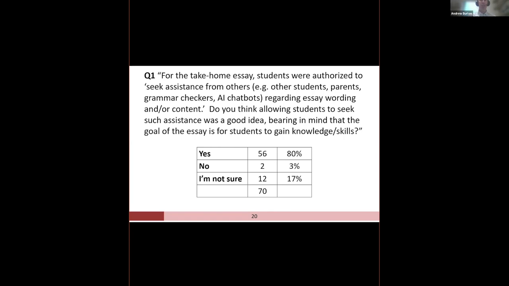And these, by the way, are my two 101 sections, so not fully 100 students. So the message is pretty overwhelming. Students broadly think this is a good approach.